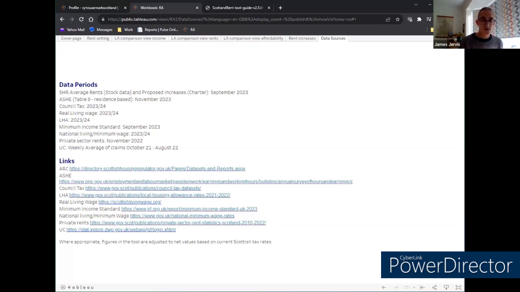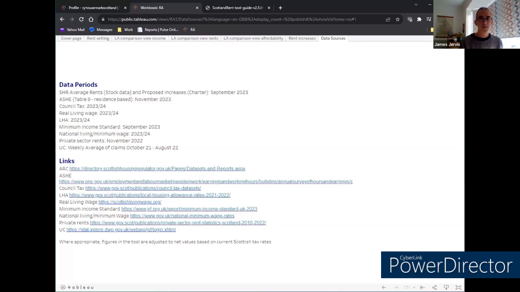Typically, I will update the data when it comes available. Obviously, the autumn statement came out this week, so the national living wage is being uprated. At the moment, it's still looking at this financial year, but I can obviously put in the data for next year. But it's just an understanding of what you're comparing with. So ASH data is a sample survey from earlier in the year. I think that's from April and March.